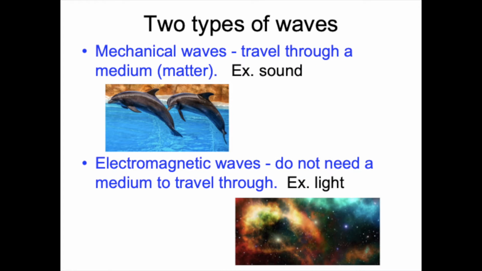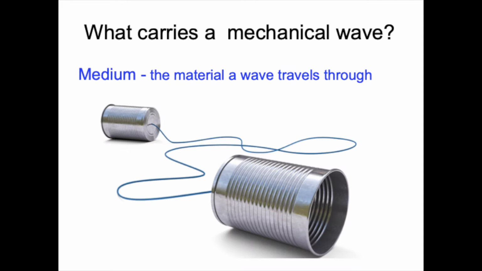And we have two types of waves. One is the mechanical wave. It travels through a medium, while there's also an electromagnetic wave that does not require anything to travel. What carries a mechanical wave? What carries a mechanical wave is called the medium, the material which the wave travels through.